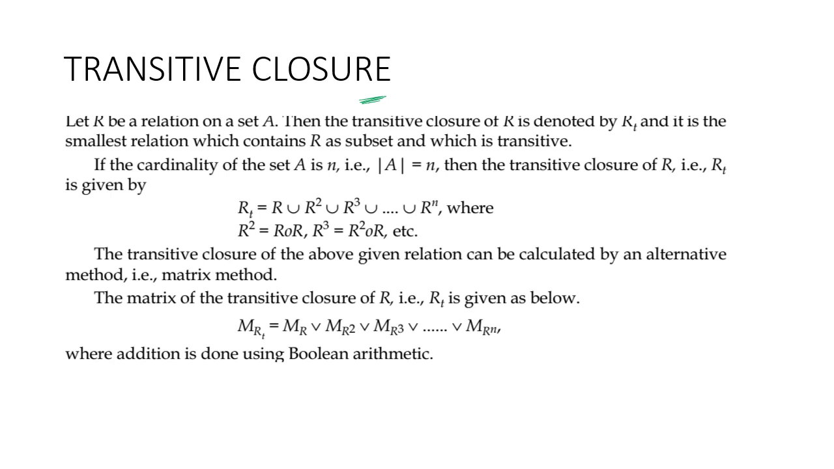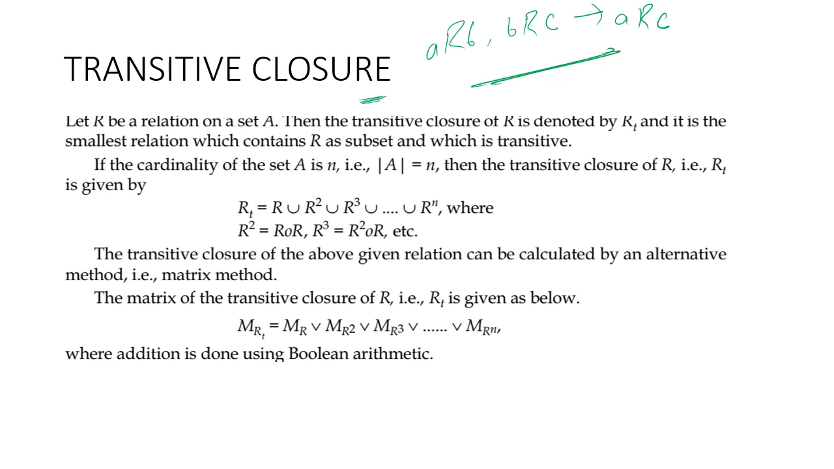Let me again repeat. What does transitivity mean? A related to B and B related to C should imply that A is related to C. A relation that does not satisfy this condition is called a non-transitive relation. And what is a transitive closure? A transitive closure is the smallest relation that is transitive and which contains the given relation.